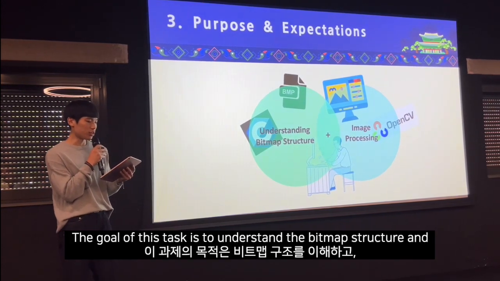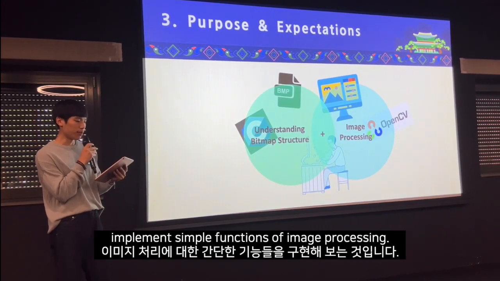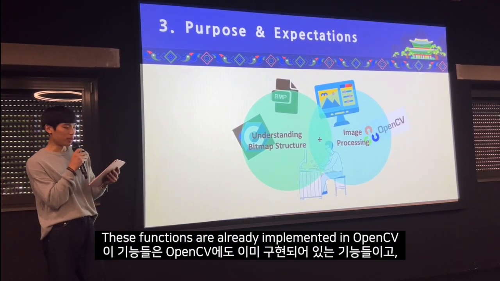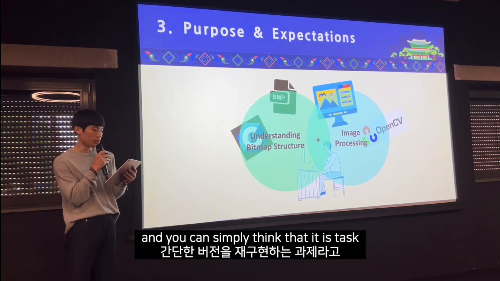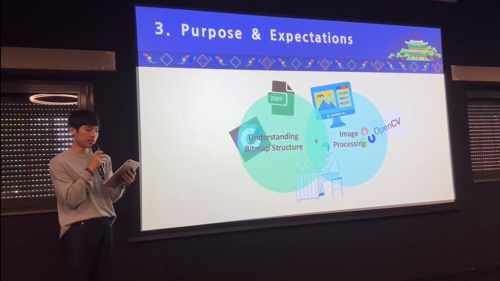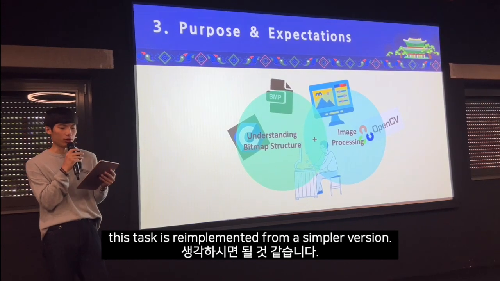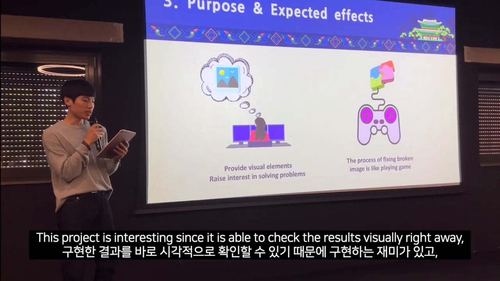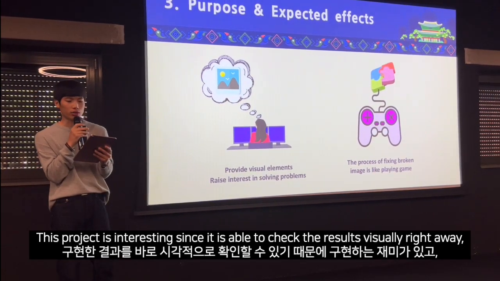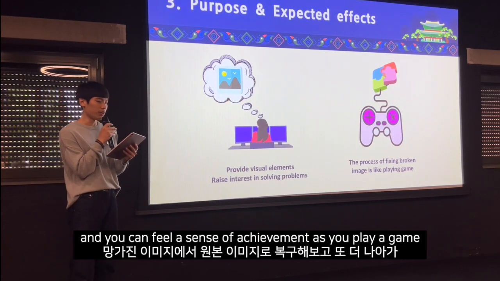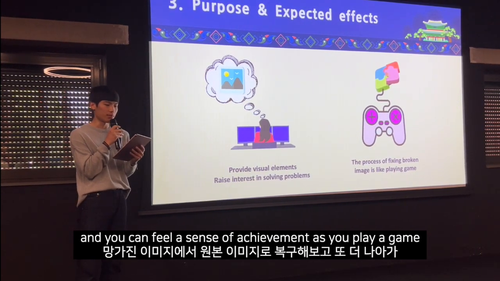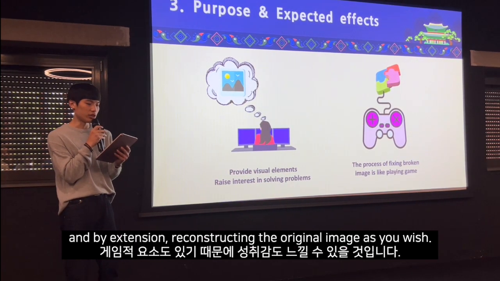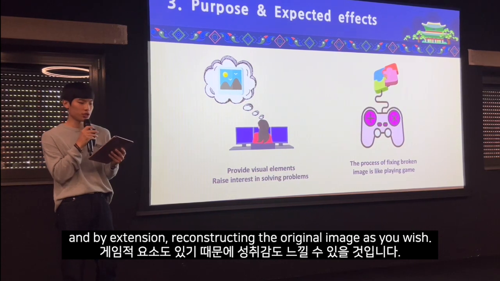The goal of this task is to understand the bitmap structure and implement simple functions of image processing. These functions are already implemented in OpenCV, and you can simply think of this task as re-implemented from a simpler version. This project is interesting since you can check the result visually right away, and you can feel a sense of achievement as you play a game by restoring the broken image to the original image, and by extension, reconstructing the original image as you wish.